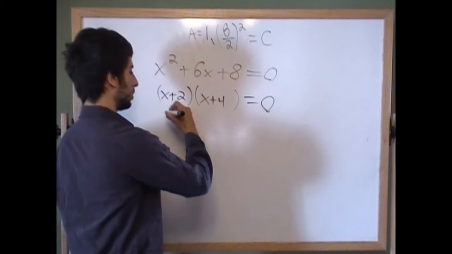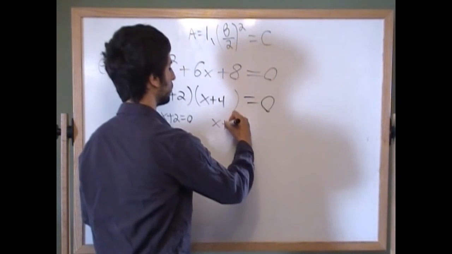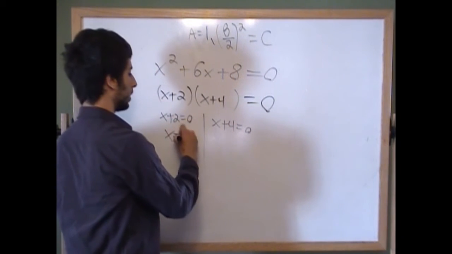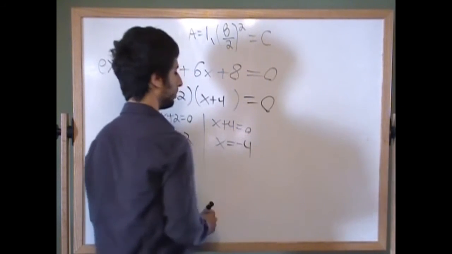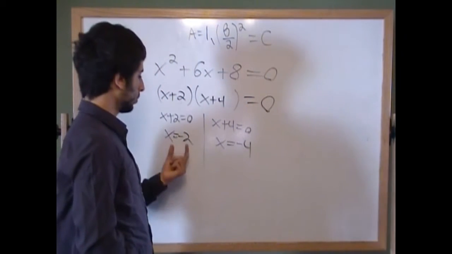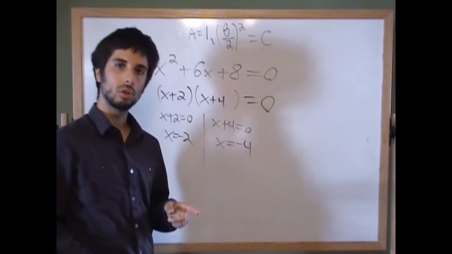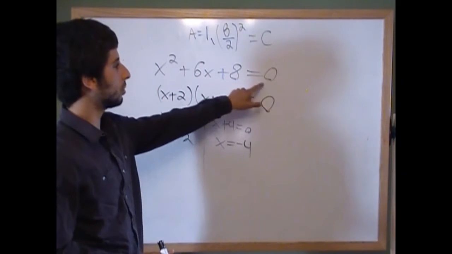The product of two numbers is 0. Either x plus 2 is 0, or x plus 4 equals 0. If x plus 2 is 0, we get x is negative 2. If x plus 4 is 0, we get x is negative 4. So x is negative 2 and x is negative 4 are the two solutions to the quadratic equation x squared plus 6x plus 8 equals 0.